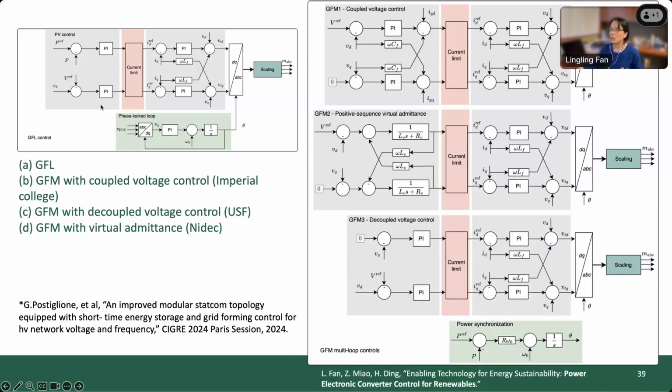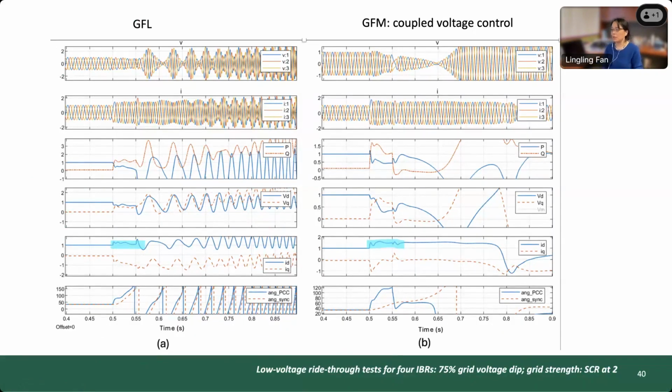All of those are trying to make the control objective similar. For example, if we try to regulate the voltage to be 1, then the rest are also trying to regulate the voltage to be 1. And this is the ABCD that we did. Let's look at the low voltage ride-through. The grid strength is a short circuit ratio of 2. So you put the impedance there, and then you have a 75% grid voltage dip. So what will happen for the GFL?